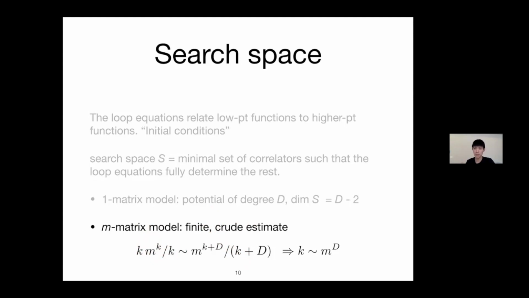I mean, this is only a parameter counting argument, so there could be degeneracies, and in practice there are degeneracies, and I don't know how to get a precise counting. But empirically, what I mean is if you just write down a bunch of loop equations for the multi-matrix model, and you start with some small search space, you will find that you're able to determine all the rest in the models that I considered.